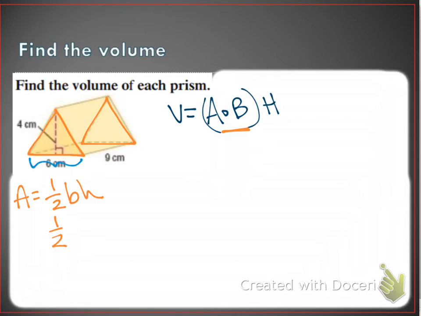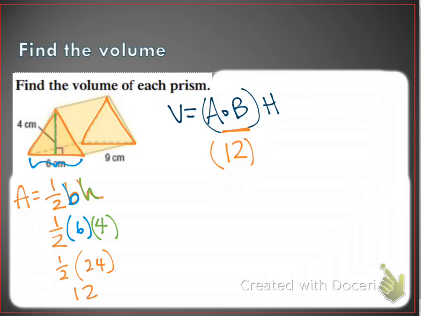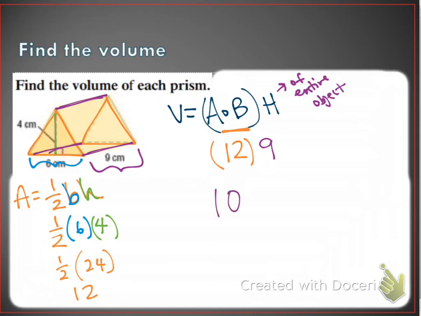So the base of the triangle is all we're looking at. The base here would be the bottom, which is 6. And the height of the triangle is 4. Again, doesn't matter what order you multiply in. 6 times 4 is 24. Half of 24 is 12. So area of the base is 12. And then again, the height is of the entire object. So what makes it 3D? What pushes apart your two bases? The distance between the two bases is 9, which makes 108 centimeters cubed.